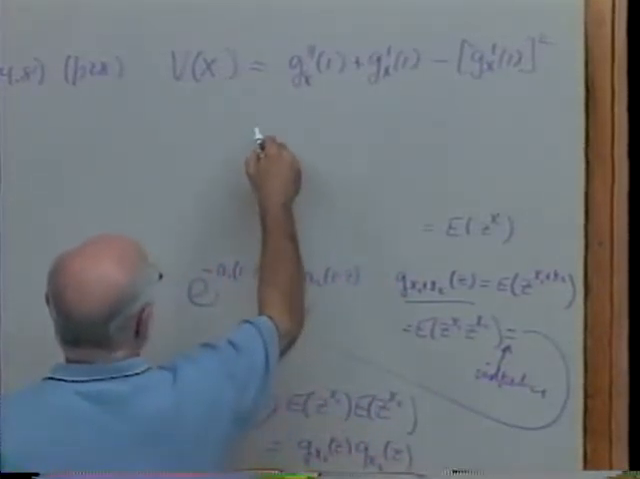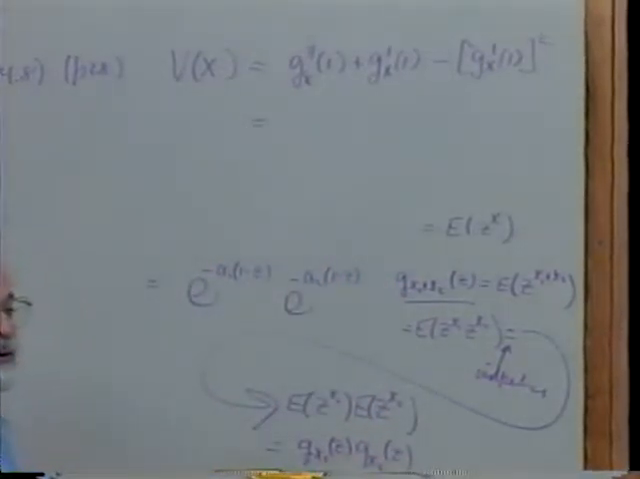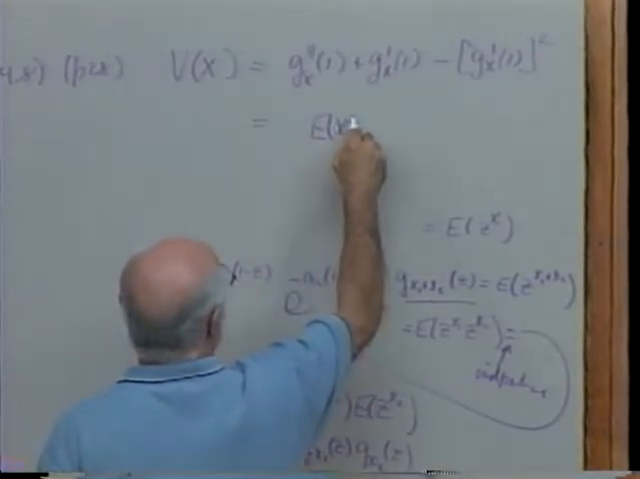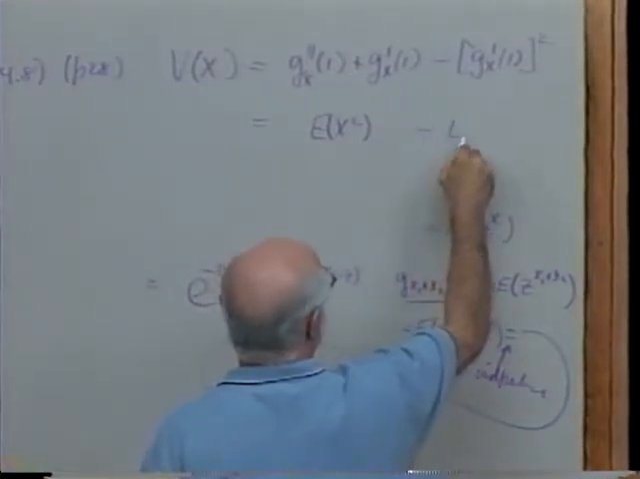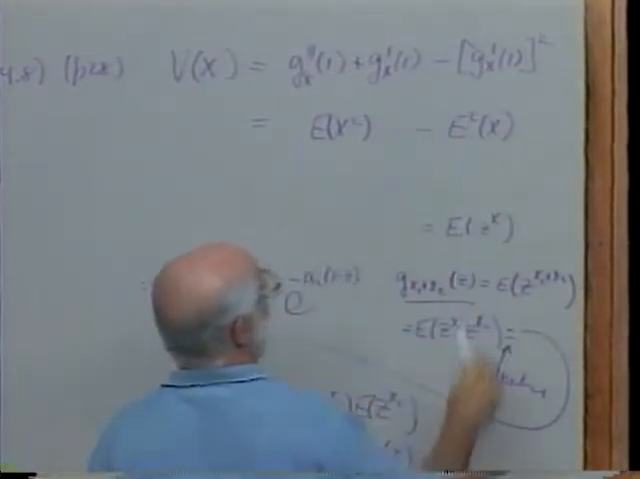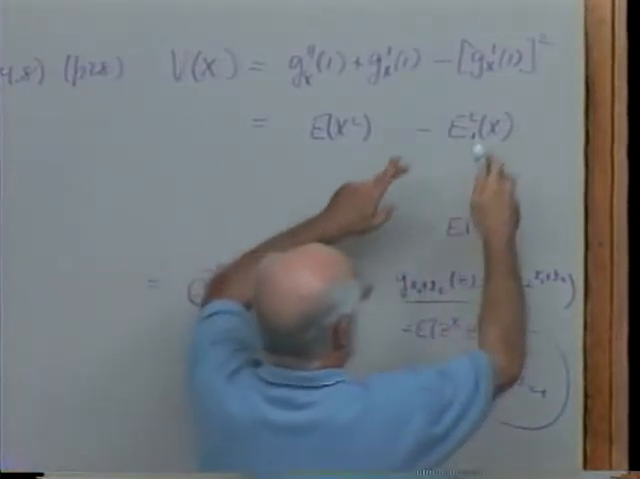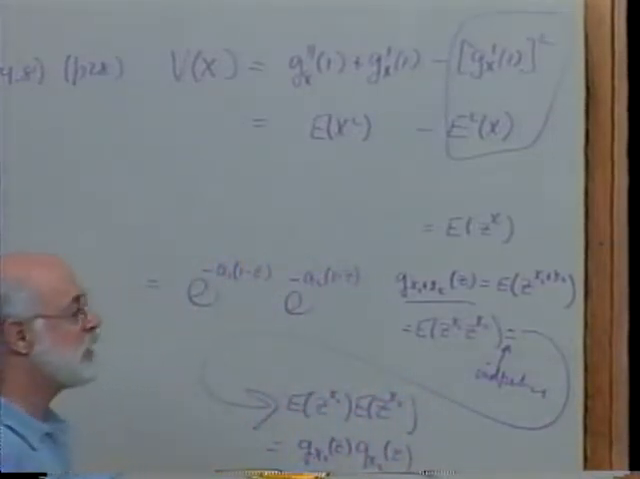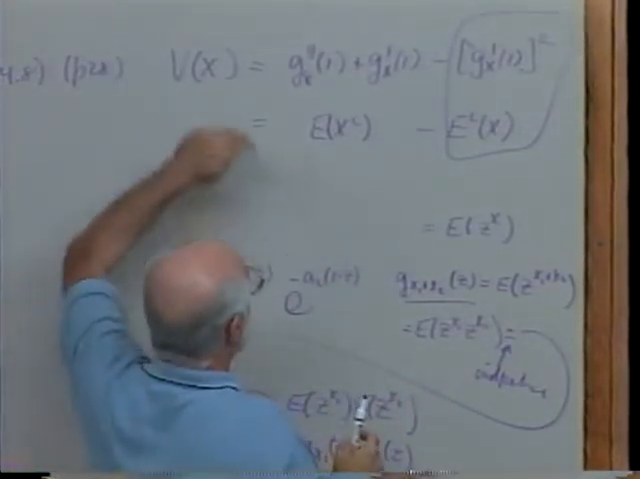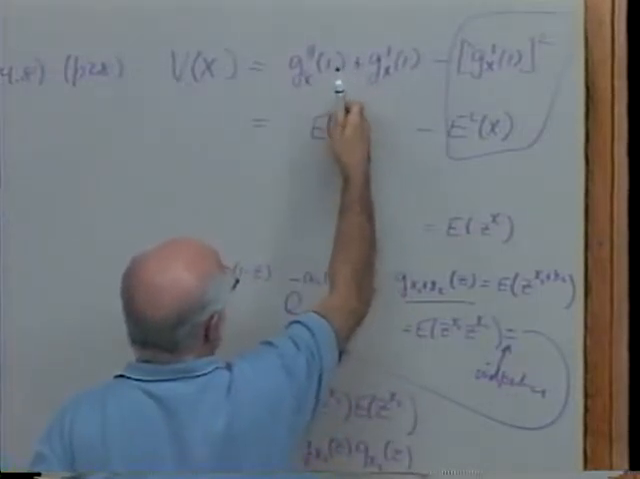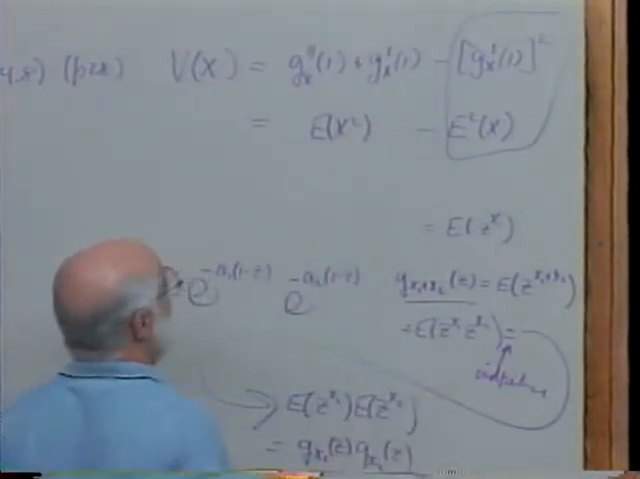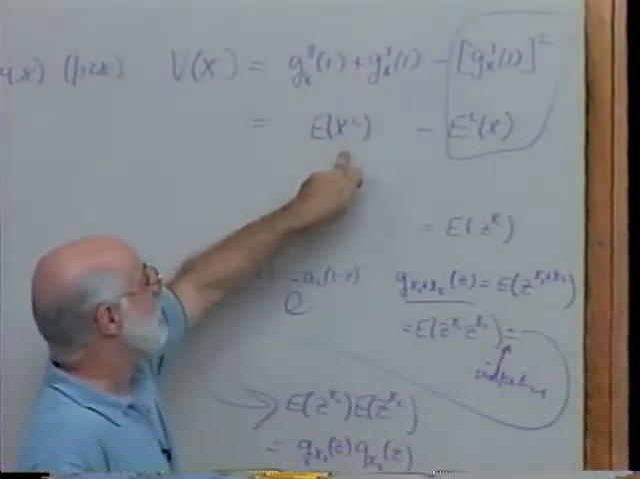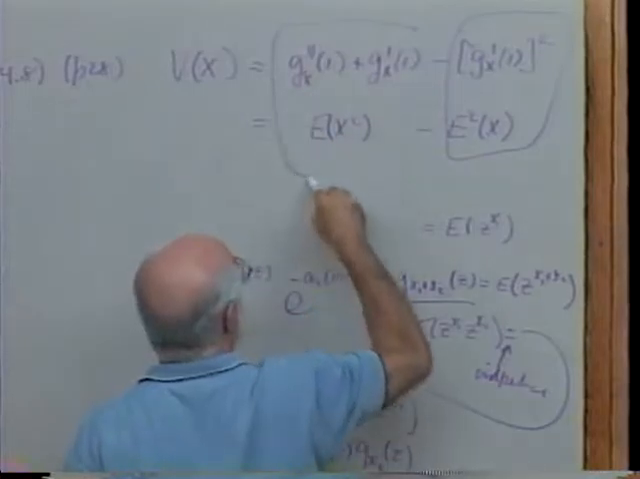Now, the way you verify that that's true is you just use the fact that the variance of a random variable is the expected value of the square of the random variable minus the square of the expected value. Well, this term is that term, obviously. So all you have to do is show by arithmetic, by simply expanding this, taking the derivative and setting z equal to 1, and combining those two terms, that it comes out to be exactly the definition of the expected value of the square.